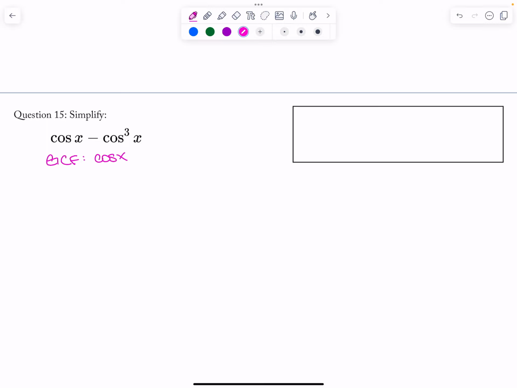So I can pull out a cosine of x. I'm left with a 1 minus, just kidding, cosine squared of x. Remember that 1 minus cosine squared of x is equal to sine squared of x. So this is cosine of x times sine squared of x.